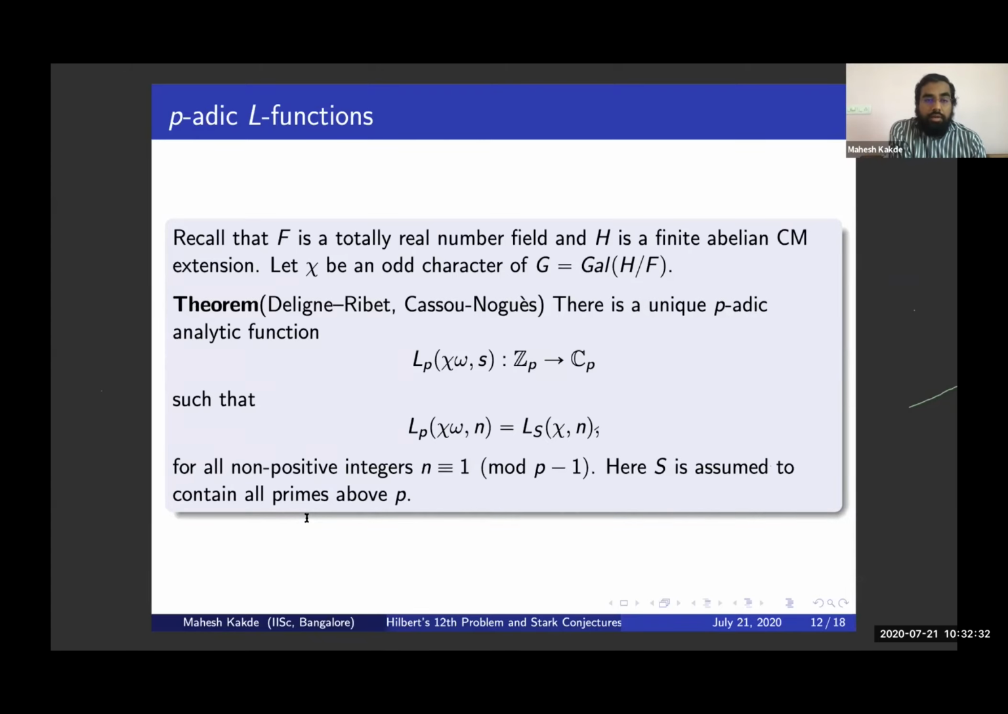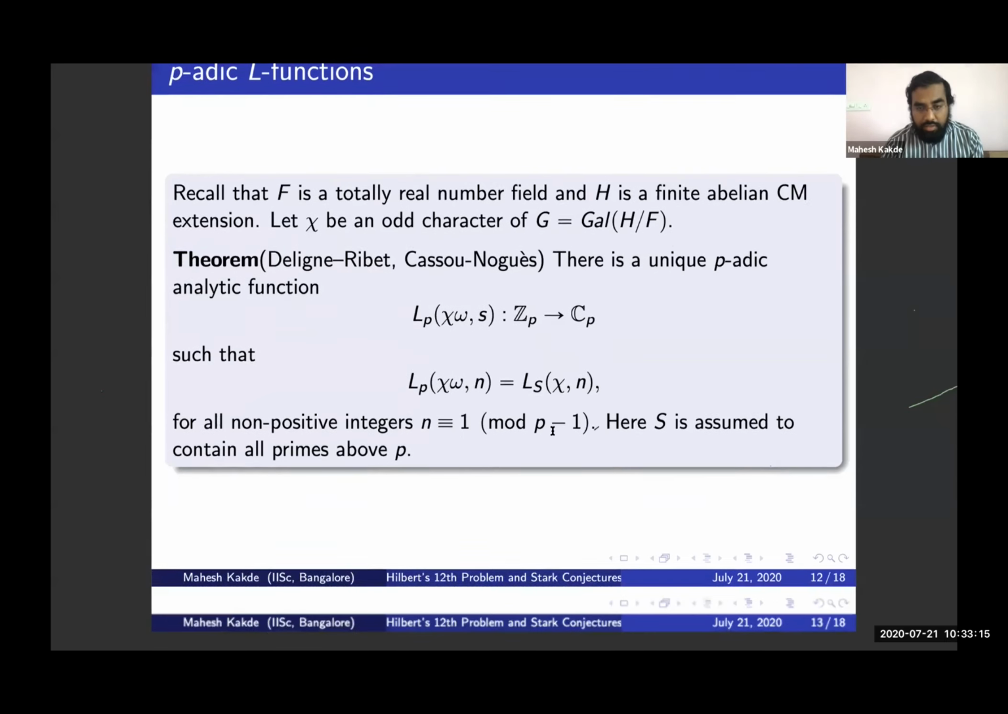Okay, so let me come to the p-adic refinement by Gross. Remember, F is my totally real number field, H is a finite abelian CM extension still, and chi is a totally odd character of G, which is the Galois group of H over F. So this theorem of Deligne, Ribet, and Cassou-Noguès that I mentioned earlier gives me a p-adic analytic function, the p-adic L-function as it's called, L_p, from Z_p to C_p.